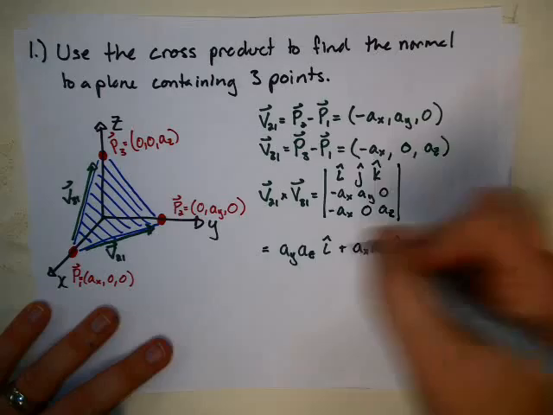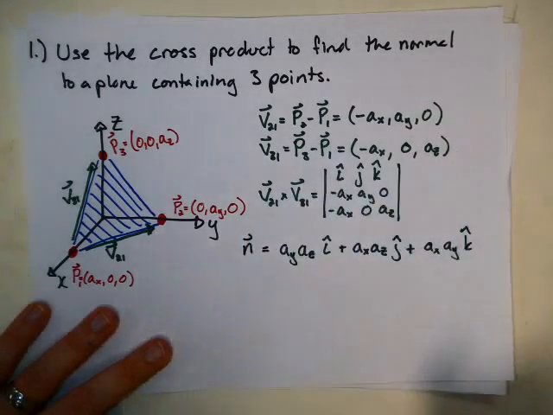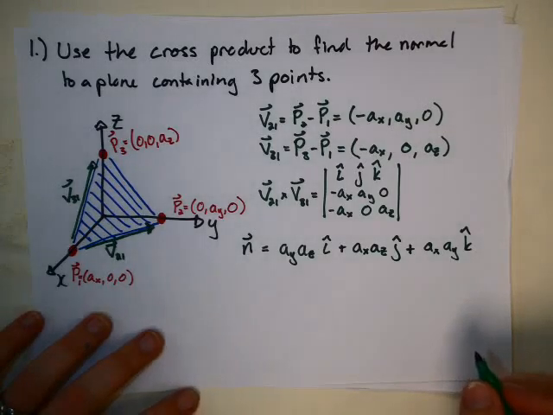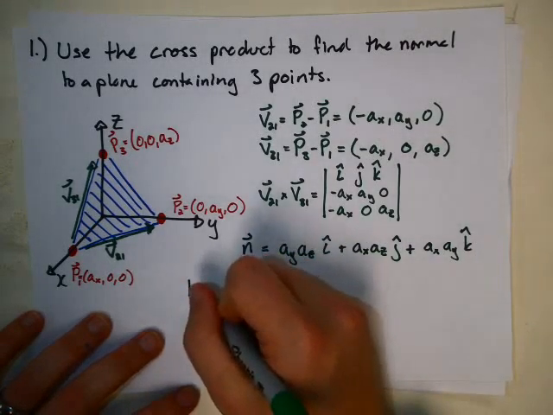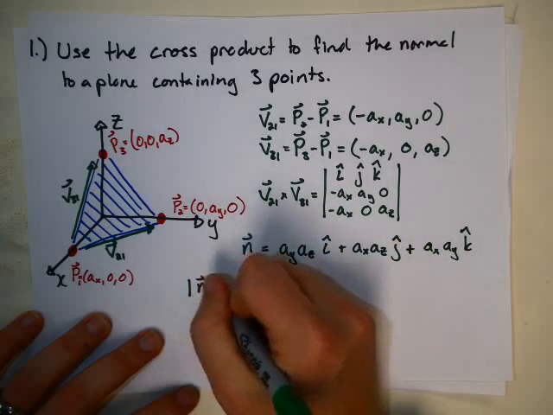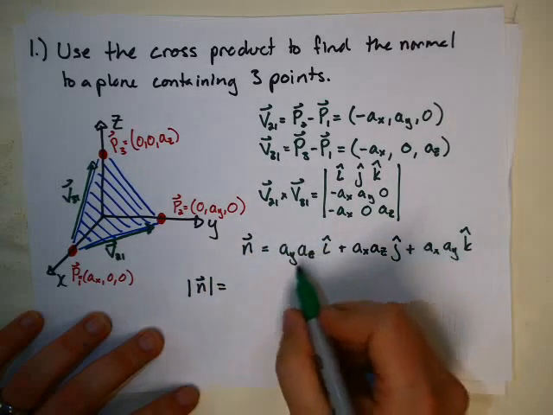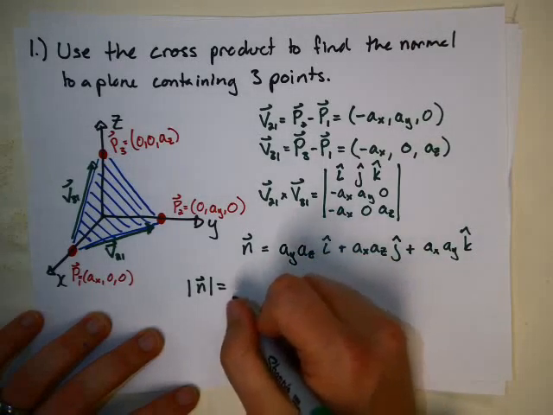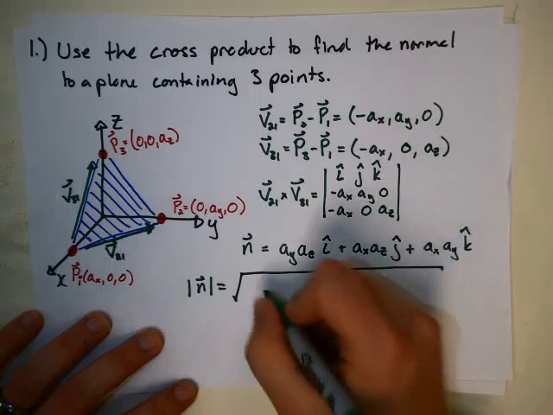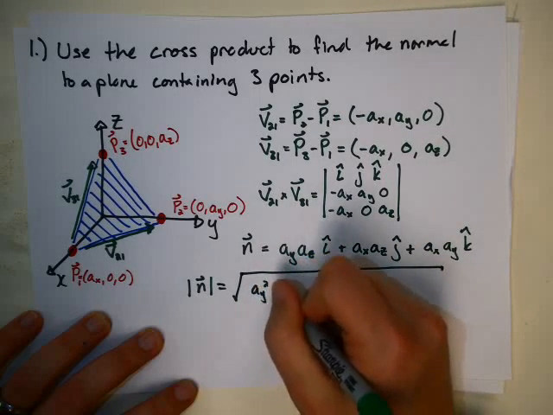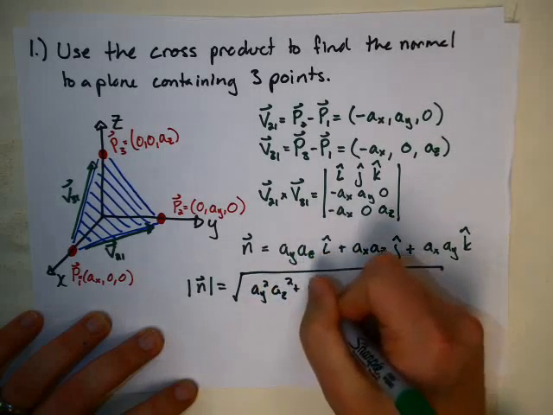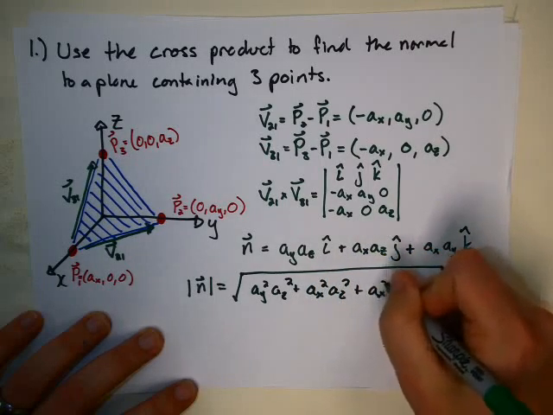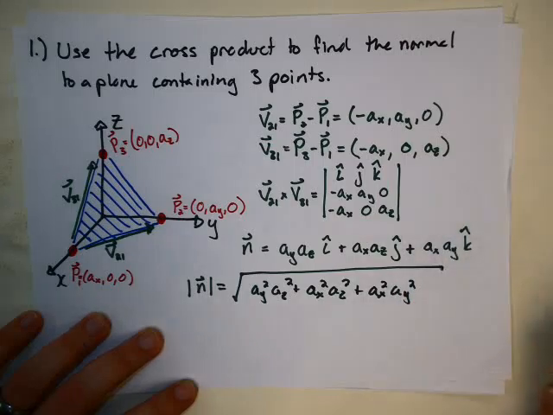And so this is going to be my normal vector. This is not yet a unit vector. To get a unit vector, we need to take its magnitude. The magnitude of this normal vector is the square root of the sum of the squares of each of the components, so the square root of AY squared AZ squared, plus AX squared AZ squared, plus AX squared AY squared.